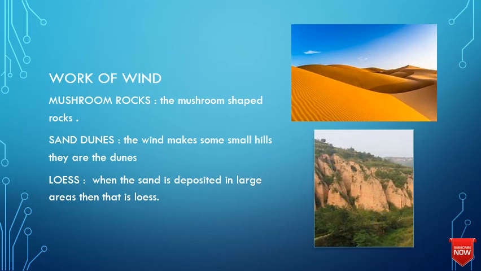Next, loess. When such sand is deposited in large areas, it is called loess. See, this is loess and this is a sand dune, and I don't have a picture of mushroom rock, so I can't show you.